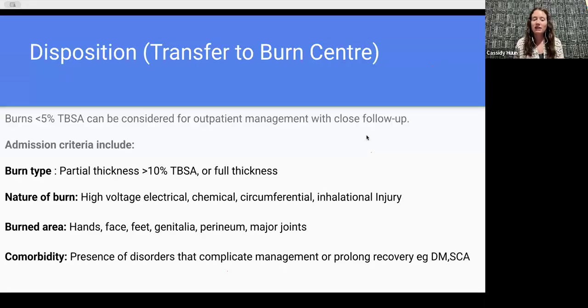Lastly, think about comorbidities, the presence of things that could complicate management. In our setting, think about severe acute malnutrition children, think about patients with diabetes, other things like that that could prolong recovery. Never be afraid to refer them to an area that has more burn center resources.